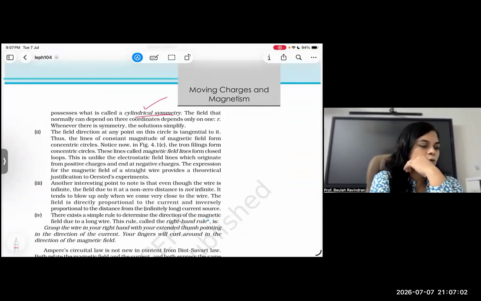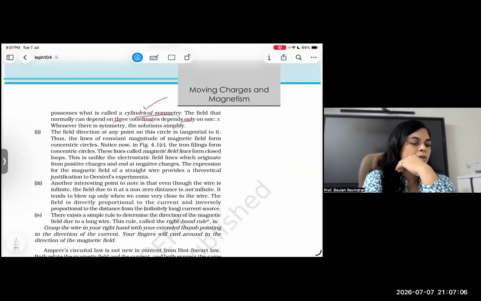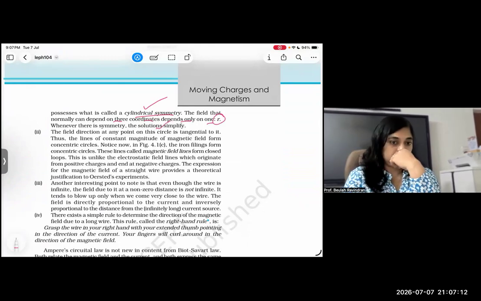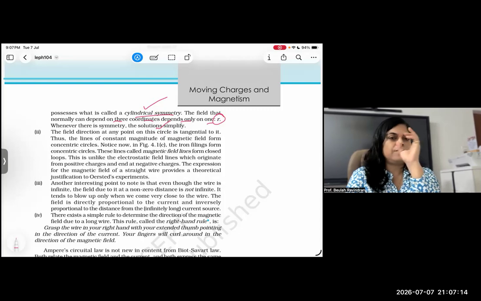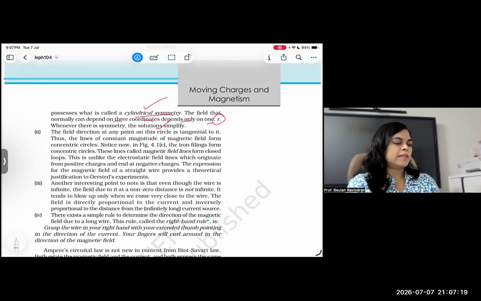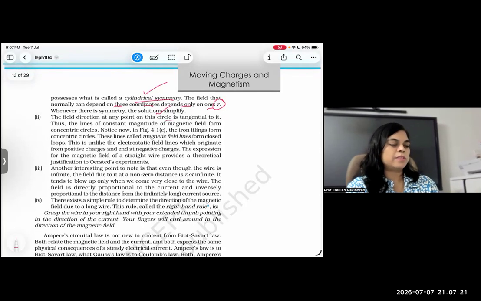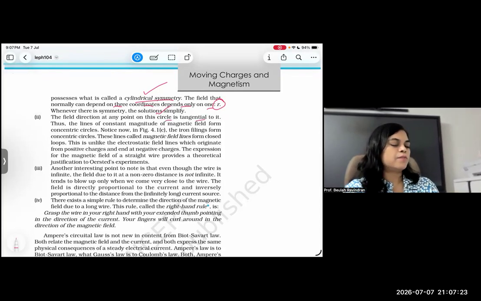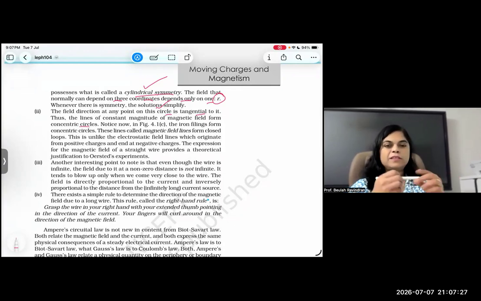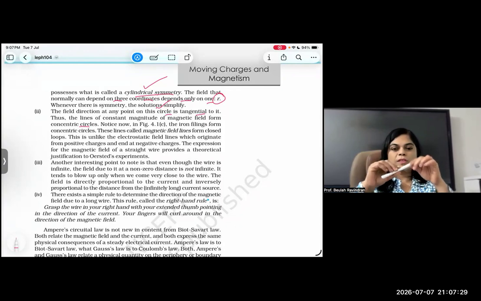So the field that normally can depend on three coordinates depends only on one. Whenever there is symmetry, the solution simplifies. So always we have to use symmetry. Then the field direction at any point on the circle is tangential to it, that we know. Thus, the lines of constant magnitude of magnetic field form concentric circles. So, like this, we can say it forms a concentric circle.